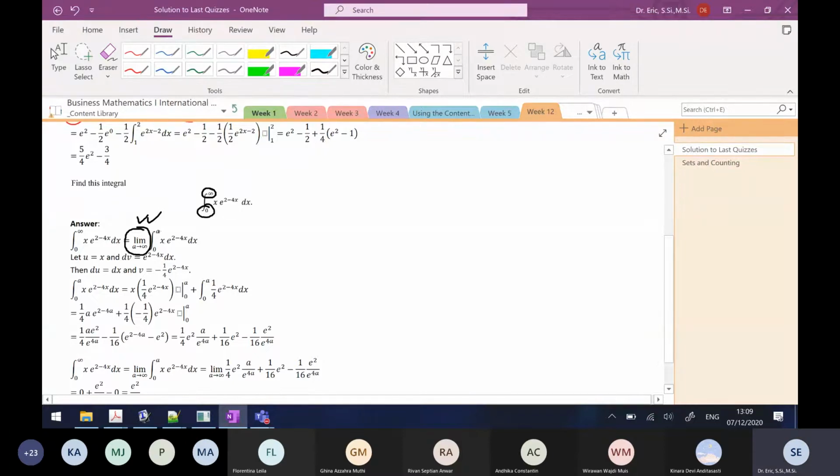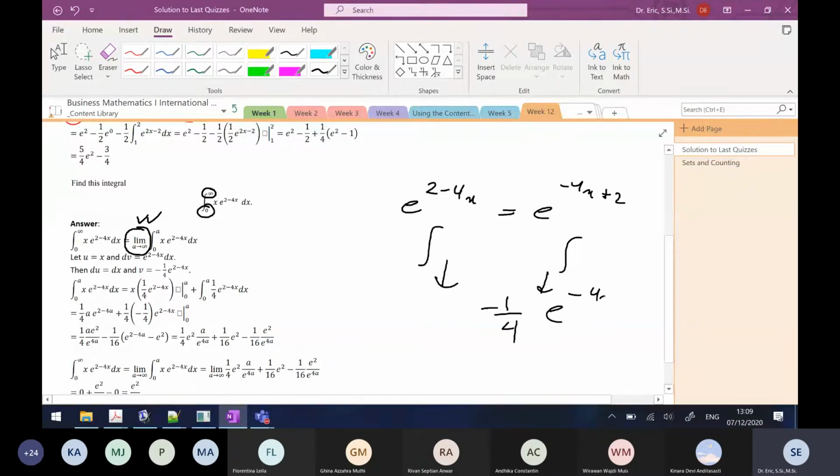You have the integral from 0 to a of x e to the power of 2 minus 4x. I can do the same thing: u equals x, dv equals this, and don't forget this is e to the power of 2 minus 4x, which is e to the power of minus 4x plus 2. So the integral will give you minus 1 over 4 e to the power of 2 minus 4x. Take a look, which one is a, which one is b? Be very, very careful.